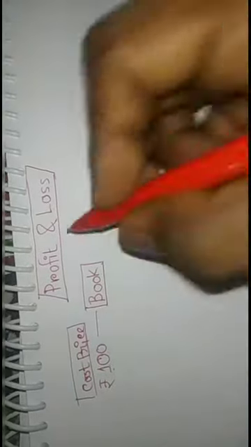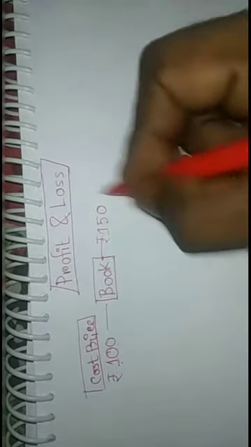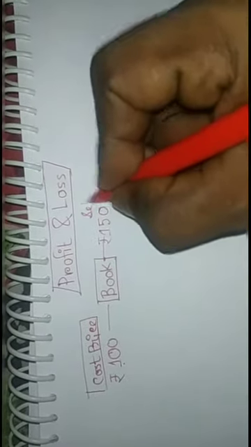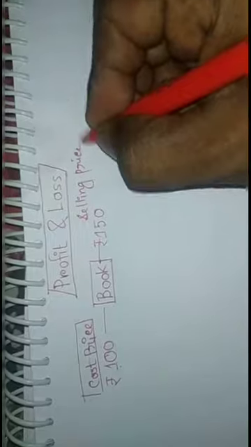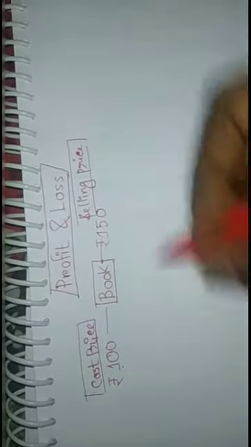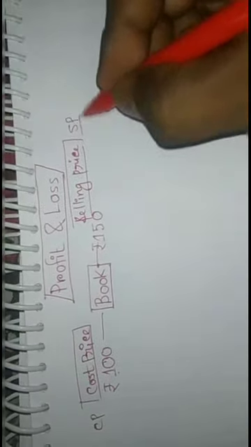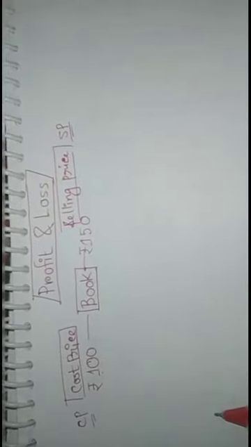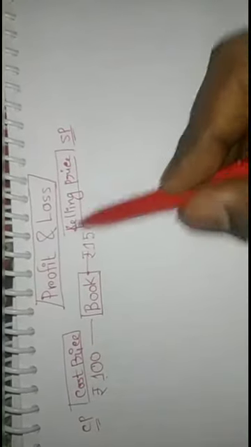Now if I sell this book at 150 rupees, this becomes selling price. Okay, so from now we will call cost price as CP and selling price as SP. Now for this book the cost price is 100 and selling price is 150.